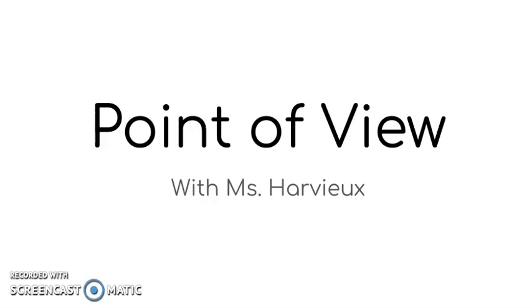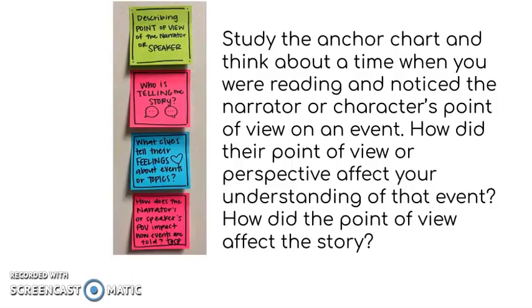So the first thing that I want you to do is look at this little picture right here. It has 4 different sticky notes. I want you to study this anchor chart, and I want you to think about a time when you were reading and notice the narrator or character's point of view on an event. So how did their point of view or perspective affect your understanding of that event? How did the point of view affect the story?